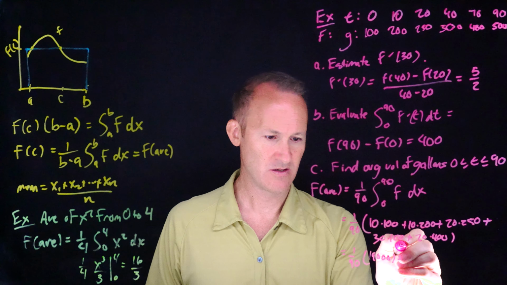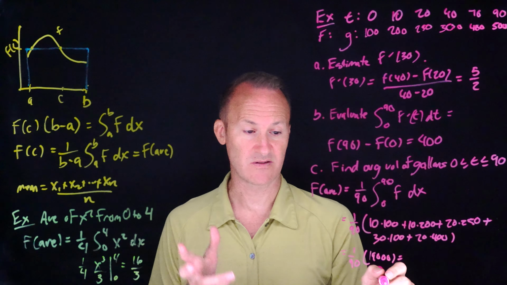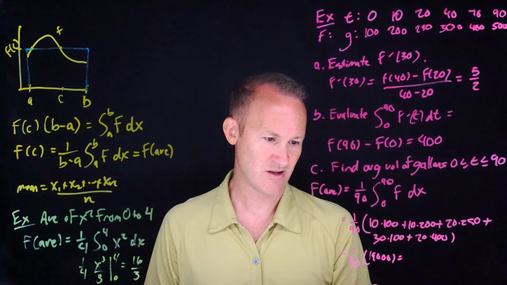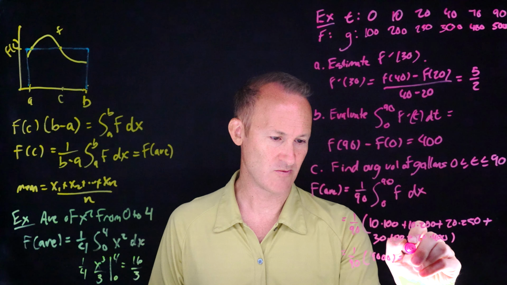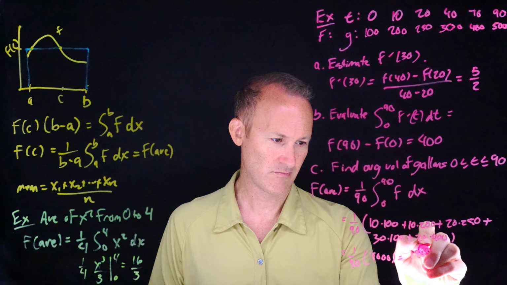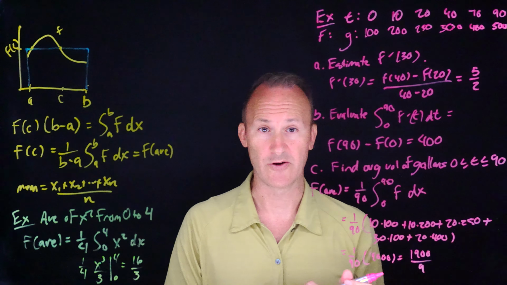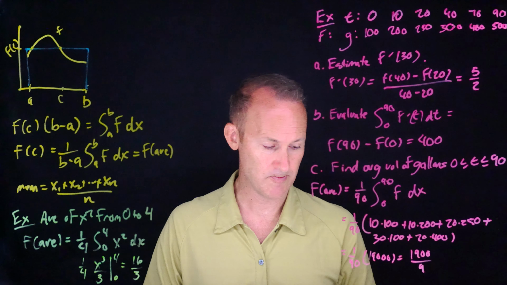And dividing that by 90, because we're looking for the average, we can take out a 0 and just say it's 1,900 over 9, whatever that is. So that is how you would get the average value of that function.